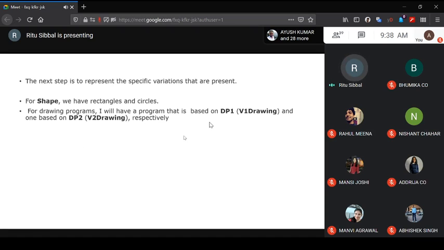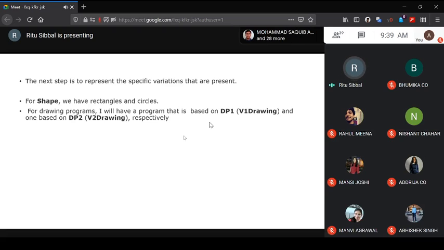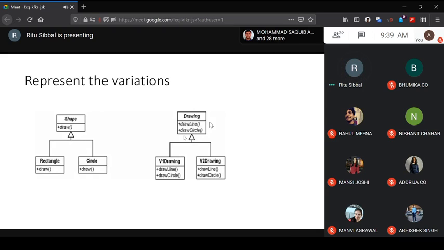Now, how to represent these specific variations? For the shapes, we have rectangles and circles, and we have drawing programs. We have a program that is based on DP1 and the other one which is based on DP2. So those are the variations we have in our case, in terms of abstraction and in terms of the implementation. Now let us represent the variations like this.